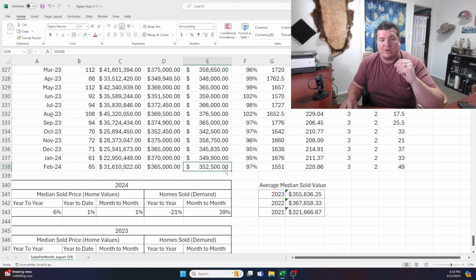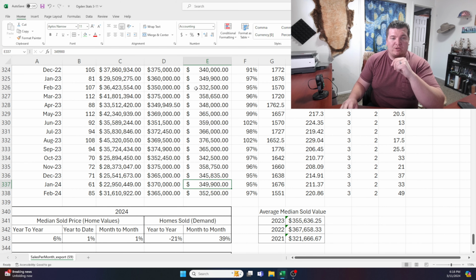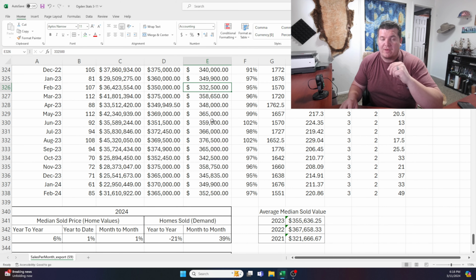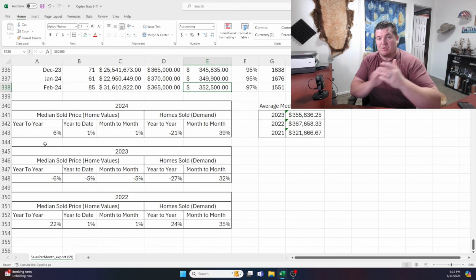Basically, February of 2024, they were at $352,500 for median sold value. January's at $349,900, so a 1% increase. And then February of 2023, they were at $332,500. This year, they're at $352,000, which is that 6% increase.